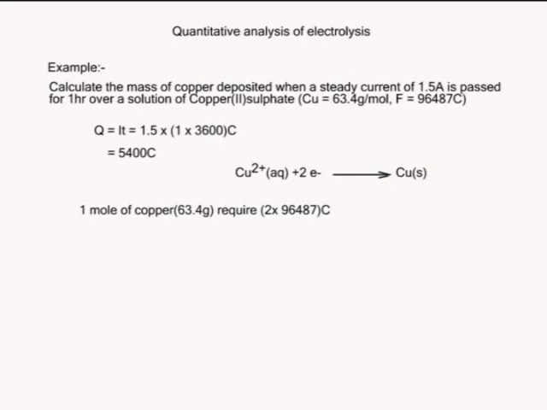96,487. So how about if we pass a charge of 5,400? That will give us 63.4 times 5,400 over 2 times 96,487, and that gives us 1.77 grams. 1.77 grams of copper metal will be deposited when a steady current of 1.5 amperes is passed for 1 hour over a solution of copper 2 sulfate.